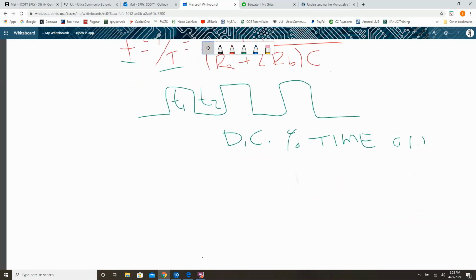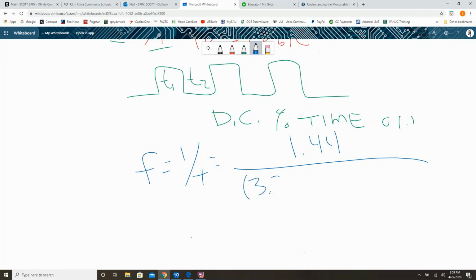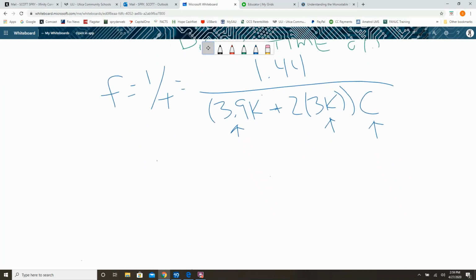So, we've already done a little bit of this in the last video, but we're going to do the complete thing here. Our frequency, which is 1 over our period, is equal to 1.44 divided by, and I'm going to use the numbers from the last video, right out of the spec, 3.9K, which is RA, plus 2 times 3K, and then all of that times C. This is RA, this is our RB, and this is our capacitance, C. These values are normally given, so you can just use the values. Now we do our math on here. Use your calculator the proper way.